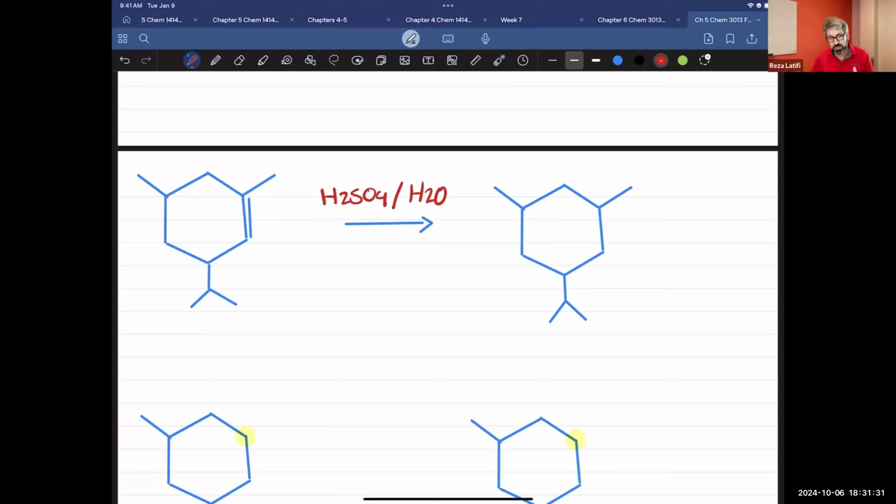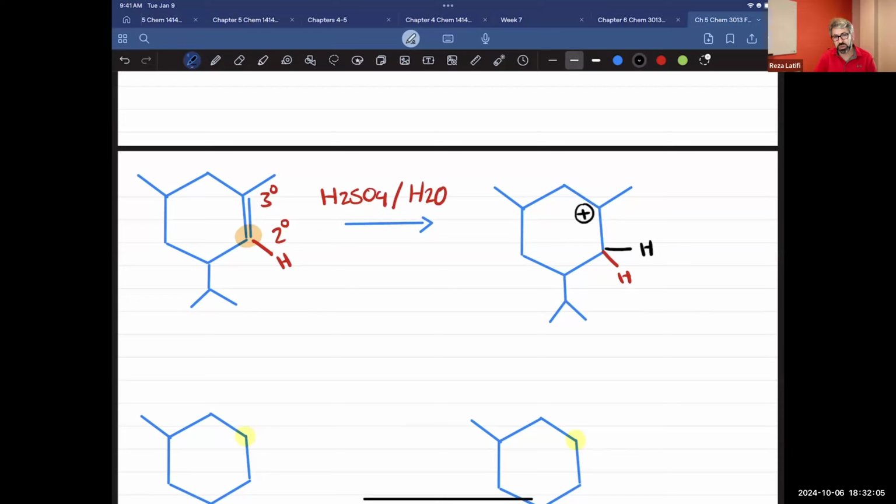Next one. I made it a ring because it will be easier to assign R and S. So the first step, we're going to have H+ added to this carbon. Why? Because that carbon has a hydrogen and is a secondary carbon, and that one is a tertiary carbon. If we add H to this carbon, we will get a tertiary carbocation.